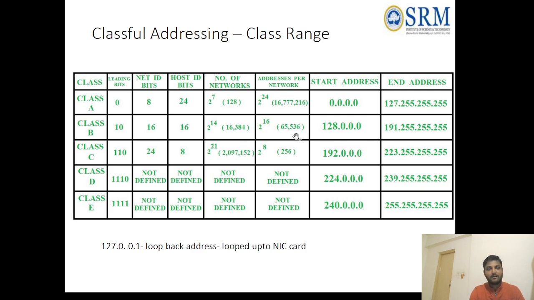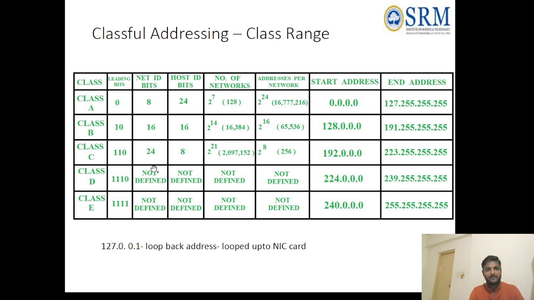And for how many bits for hosts? 2 to the power 16. The first address will be all zeros except the first 2 bits. And the first 2 bits are 10. So it starts with 128. Similar argument we can do to determine the ending address, and for all classes we can say the same thing.